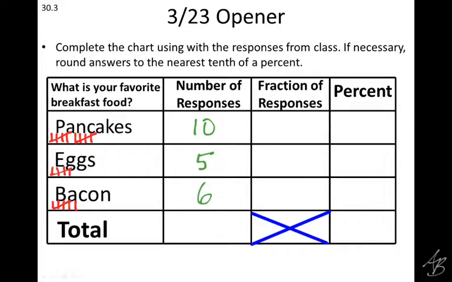So we've got this question here, what is your favorite breakfast food? And we gave responses here. If anybody responded in a different way, then obviously the numbers in this chart would be different. So these are the results from what we asked here.